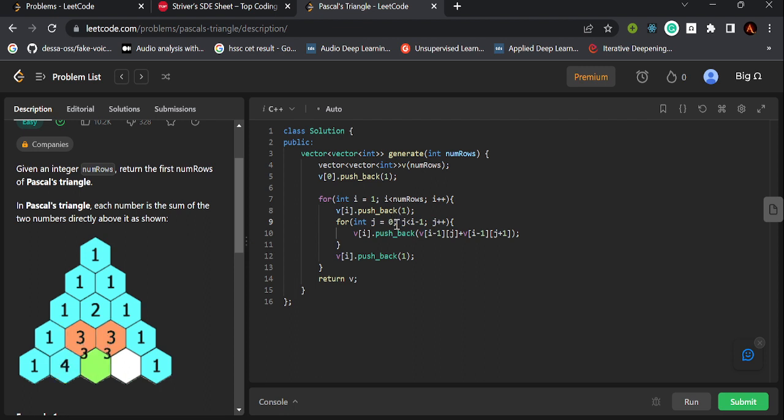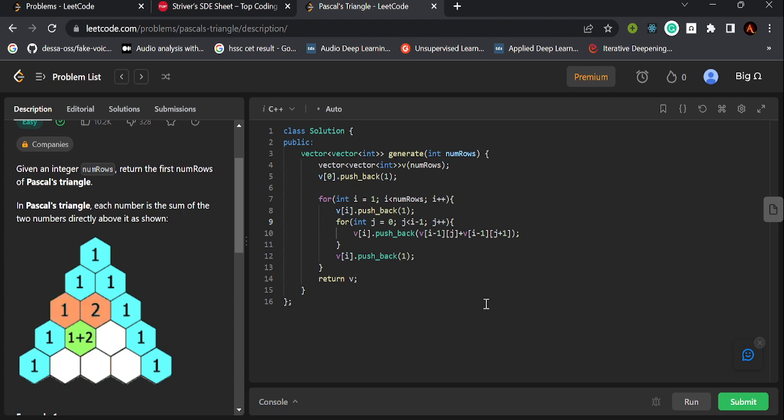So I just do this from the previous row. Previous row means v of i minus 1, and the two elements above means v of i minus 1 jth element and v of i minus 1 j plus 1 element sum. In an easy way, for example 1 1, then 1 plus 2, then 2 plus 1, then at last 1 will be pushed back as it is.